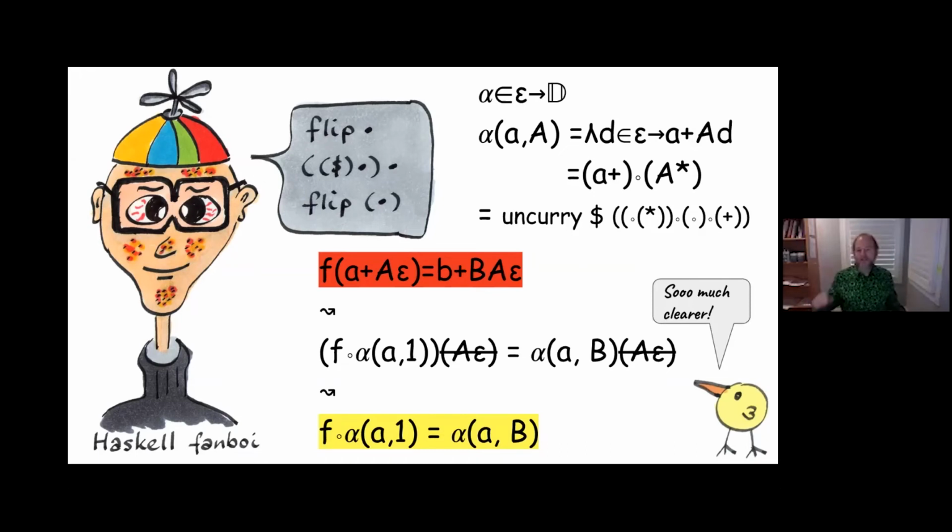You can write it using function composition, or if you really want to write it point-free style, it's this kind of weird uncurry thing that you see there. But if we apply this function alpha on the left side of the mutual implication, we can just drop the A epsilon from both sides, and now we get f compose alpha (a, 1) equals alpha (a, b).